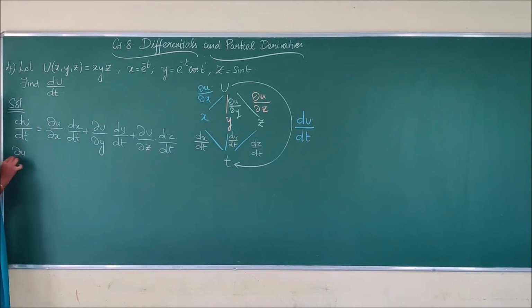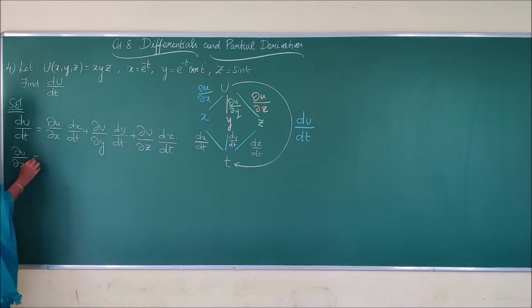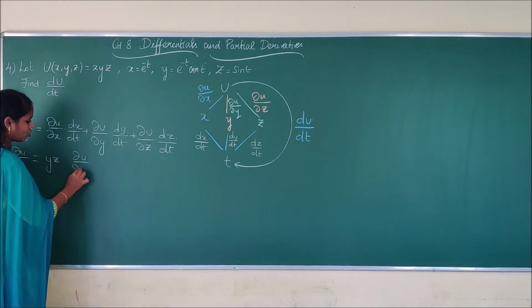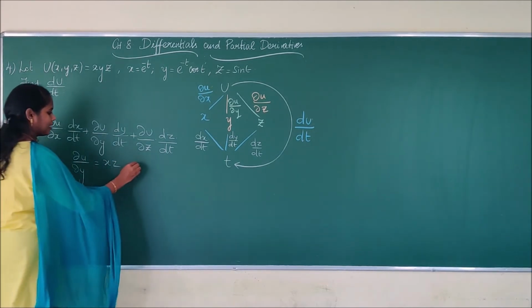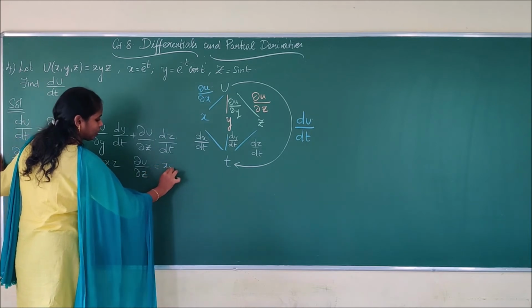First, dou u by dou x. What is my u? That is xyz. When we differentiate x, I will be getting 1, and the remaining are in product, so we will be getting yz. Next is dou u by dou y. It is very obvious, we will be getting only xz. And next is dou u by dou z. Here we will be getting xy.